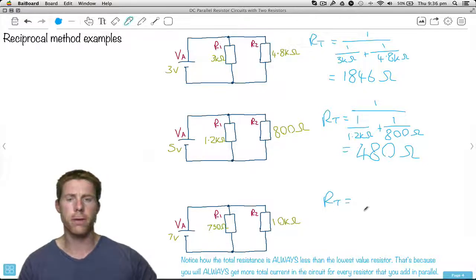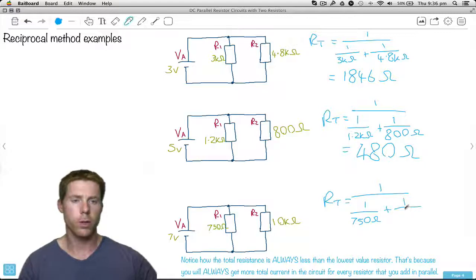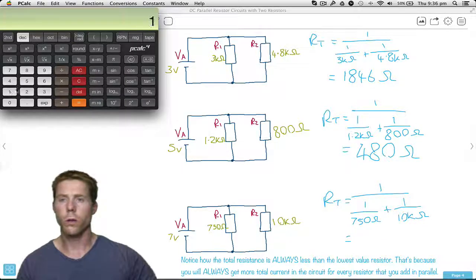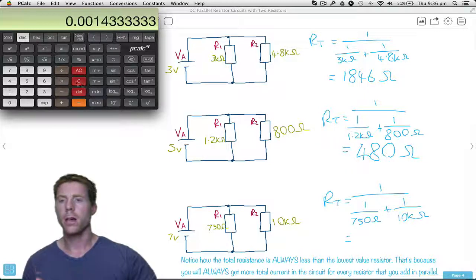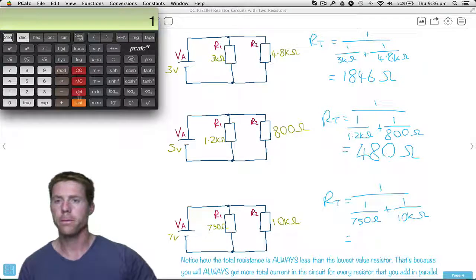RT equals 750 ohms, so we've got 1 divided by 1 on 750 plus 1 on, what do we got here, 10k. So 1 divided by 750 ohms equals, then we add the 10k, so it's open bracket 1 divided by 10k, close that bracket. We've now got all the stuff down the bottom. Now we do 1 over that answer.